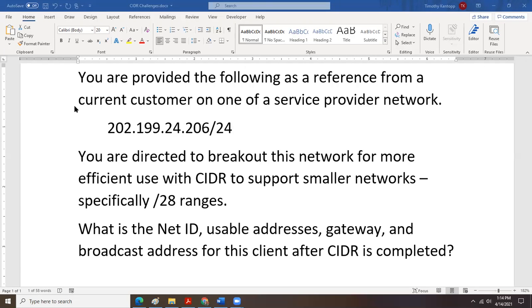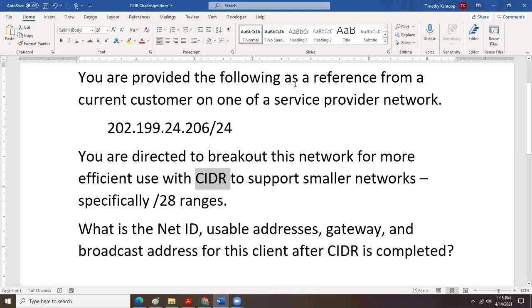So the best way to learn CIDR is to practice it. And we're going to be using smaller breakouts of CIDR networks as opposed to larger transitions. So instead of sliding your subnet mask to the left, in most cases, you'll be sliding it to the right. Okay.